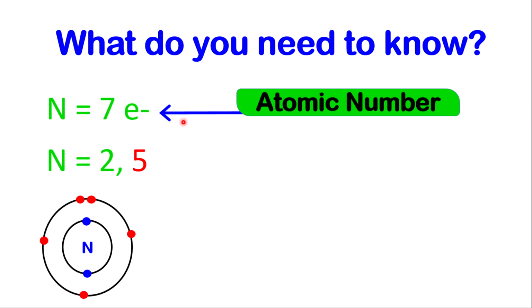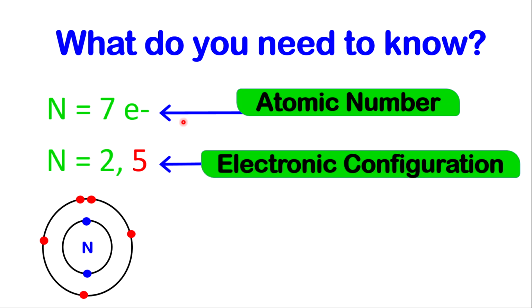When you look in the periodic table, you will see two numbers. The smallest number is the atomic number, and it is equivalent to the number of electrons. You also need to know the electronic configuration. The electronic configuration is the arrangement of the electrons within the atom.